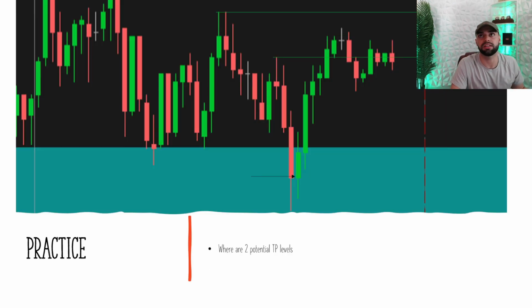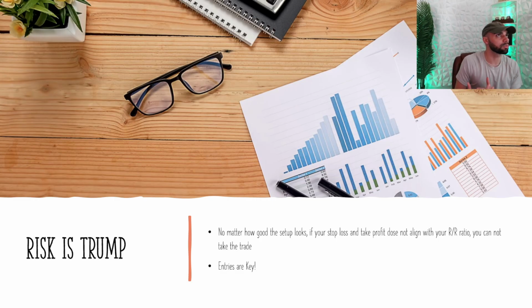That's why your entries are key. So if I need a 1-to-1 every single time to make this work out in my favor, and I identify a long position here, yet I'm risking 6 points to make 5 points, I'm not going to take the trade because the risk is too much. No matter how beautiful or how good the setup looks, risk will trump everything. It's the number one most important thing.